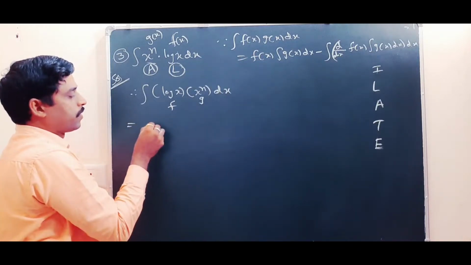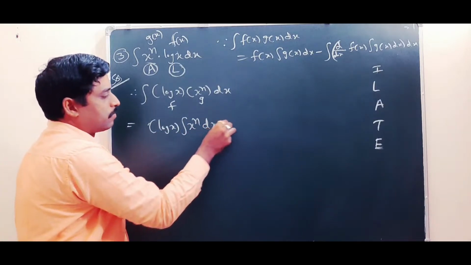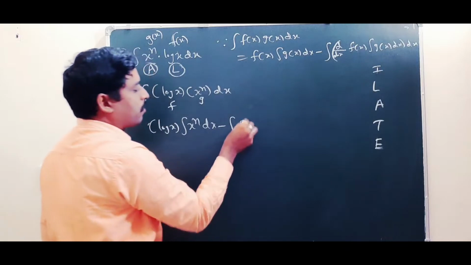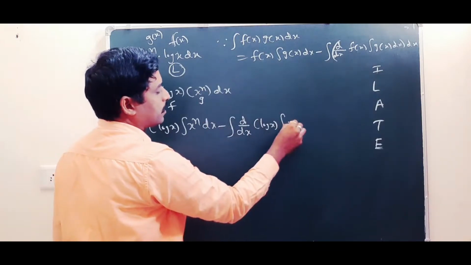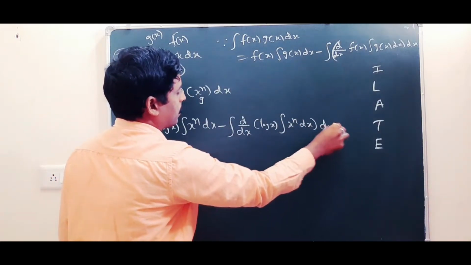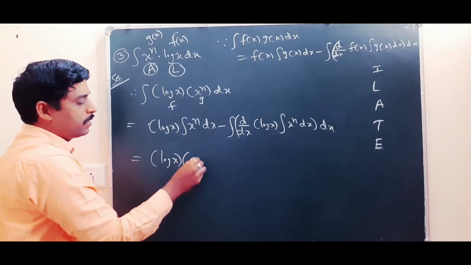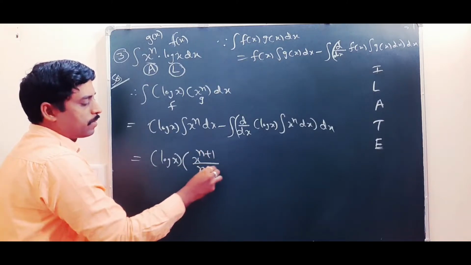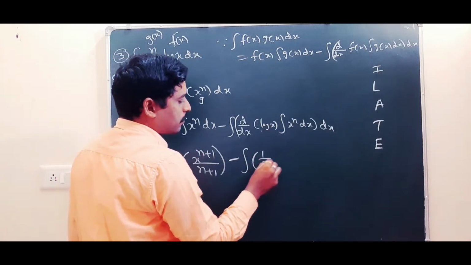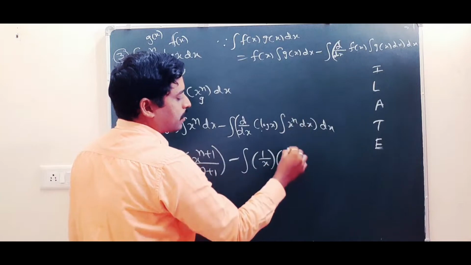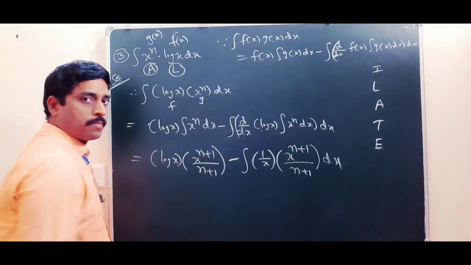In the f of x, g of x place we should write log x and x to the power n. Okay, what is the formula? f of x into log x into integral x to the power n dx minus d by dx of f of x, that is d by dx of log x, integral g of x into x to the power n into dx, whole dx. It is going to be log x into integral x to the power n, which becomes x to the power n plus 1 by n plus 1, minus differentiation of log x, which is going to be 1 by x, into integration of x to the power n plus 1, x to the power n plus 1 by n plus 1.